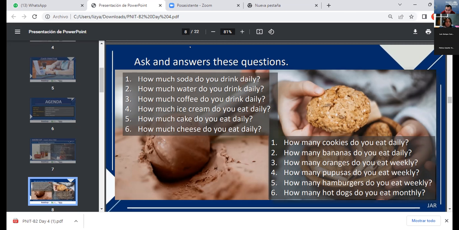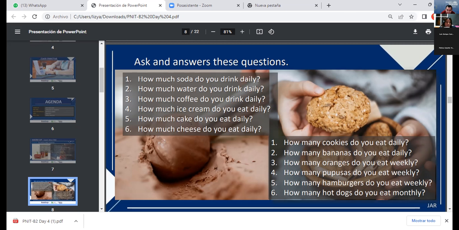Okay. How much soda do you drink daily? Not much. I don't drink soda. How much water do you drink daily? I drink 8 glasses of water a day. How much coffee do you drink daily? I drink 2 cups of coffee a day. How much ice cream do you eat daily? Not much, only weekends. And I eat 2 scoops of ice cream.